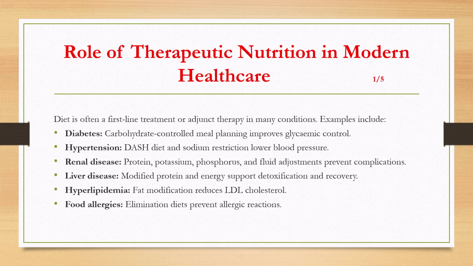Let's now look at the role of therapeutic nutrition in modern healthcare. Diet is most times the first-line treatment in many conditions. For diabetes, you control the carbohydrates in order to improve glycemic control. For hypertension, look at the DASH diet and sodium restriction to lower blood pressure. For renal disease, you look at protein, potassium, phosphorus, and fluid adjustment to prevent complications.